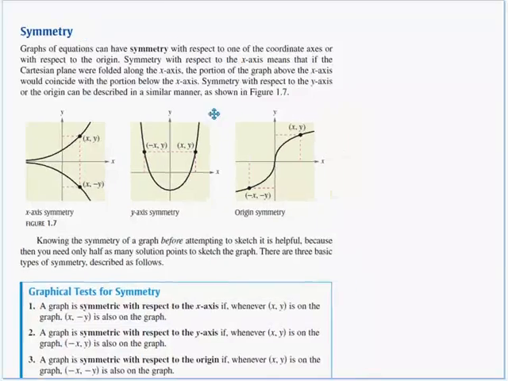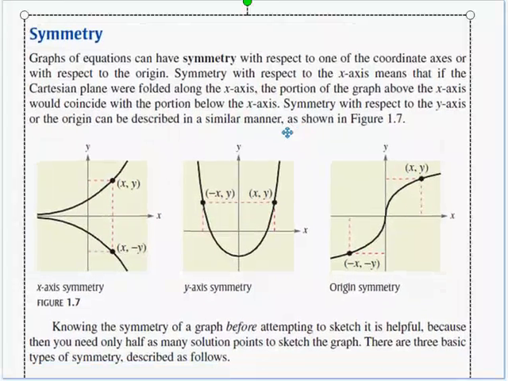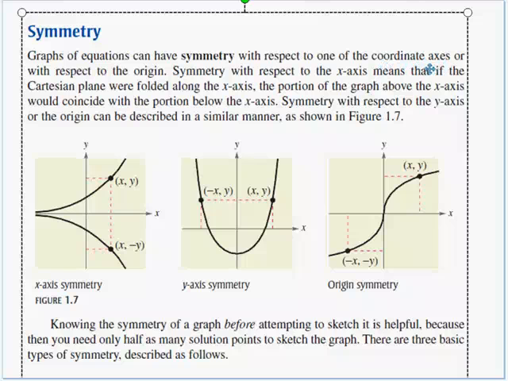So first let's talk about symmetry a little bit here. Make this a little bit bigger. Graphs of equations can have symmetry with respect to one of the coordinate axes, either the x or the y-axis, or with respect to the origin. Symmetry with respect to the x-axis means that if the Cartesian plane were folded along the x-axis, the portion of the graph above the x-axis would coincide with the portion below the x-axis.